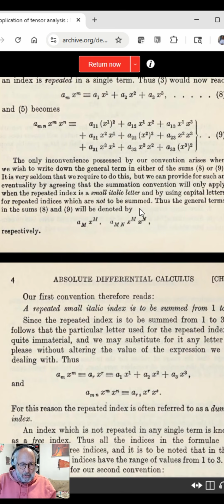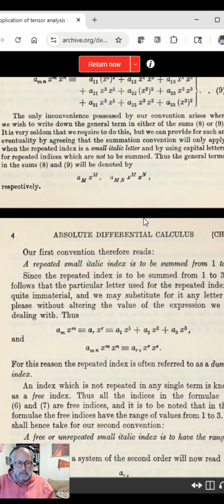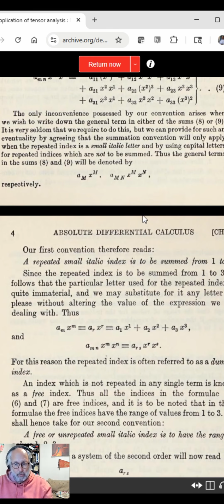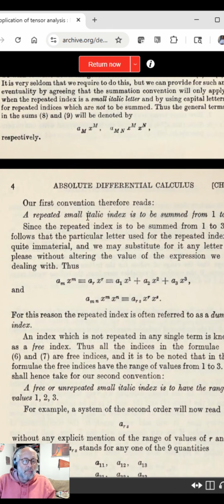And he points out that the only thing this leaves us without is a way to call out a specific term. And so when we want to do that, we're going to make the indexes capitals, and then we'll define what they mean in the text, whether they're 1 or 2 or 3.